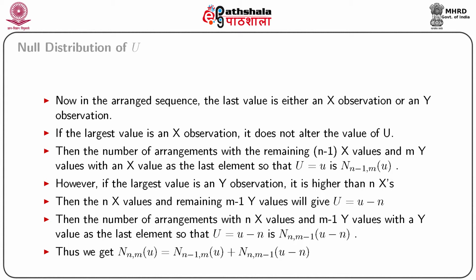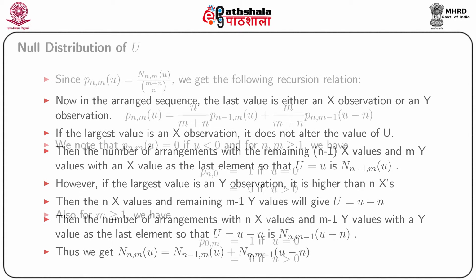However, if the largest value is a y observation, it is higher than n x's. Then the n x values and the remaining m-1 y values will give U equal to small u minus n. Then the number of arrangements with n x values and m-1 y values with a y value as the last element so that U equal to small u minus n is N_{n,m-1}(u-n). Thus, we get N_{n,m}(u) is the sum N_{n-1,m}(u) plus N_{n,m-1}(u-n).